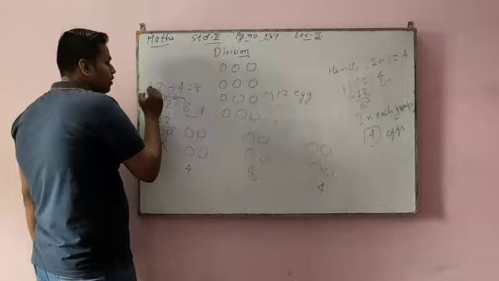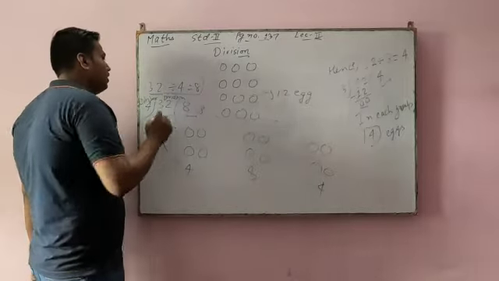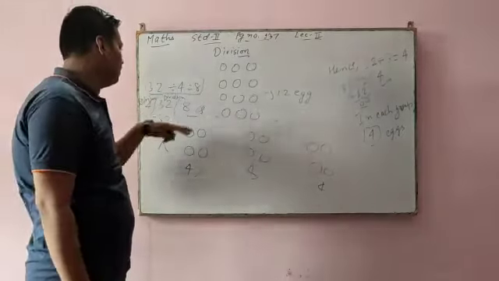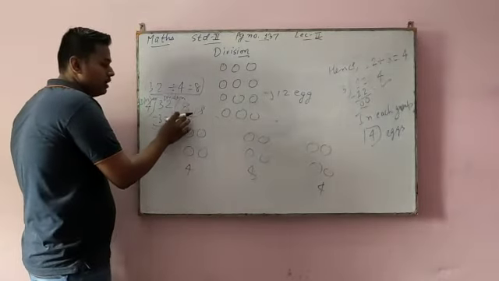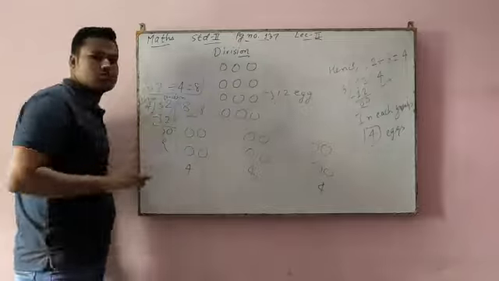So see, when you divide 32 by 4, what is your answer? 8. So I have shown you here division also. What is your answer? Quotient is 8. So here also your answer is 8.